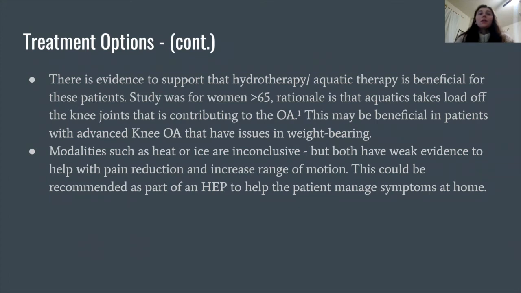And this is great for patients who are in that really acute phase and have a lot of trouble weight bearing. We can take some of that load off of the joint and get them moving without putting so much pressure on the knee.